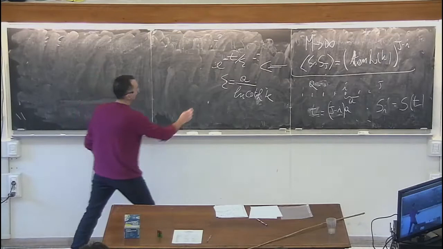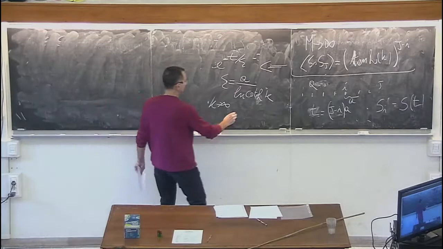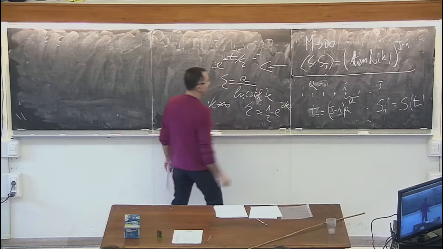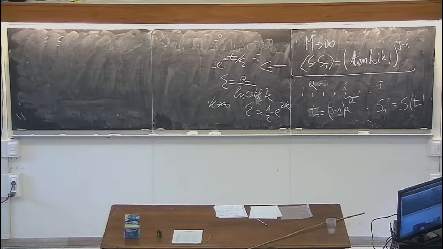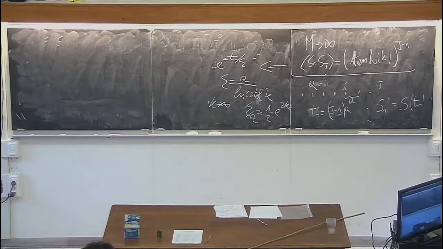Let me note that when k goes to infinity, this is an important point, this correlation length is going to infinity. In the limit k goes to infinity, xi should go like a over 2 times e to the 2k. So we have a limit, k, which is a coupling, going to infinity, and in this limit the physical correlation length xi goes to infinity. And here I forgot an a. This is diverging in terms of a.